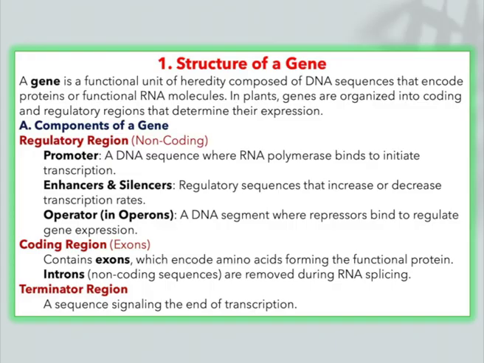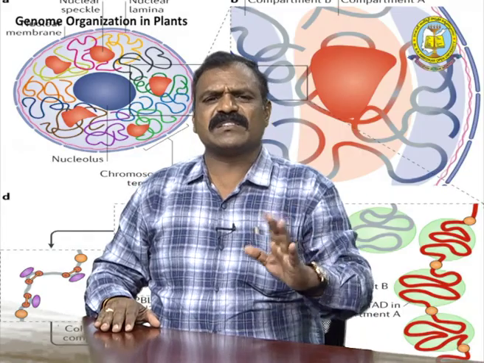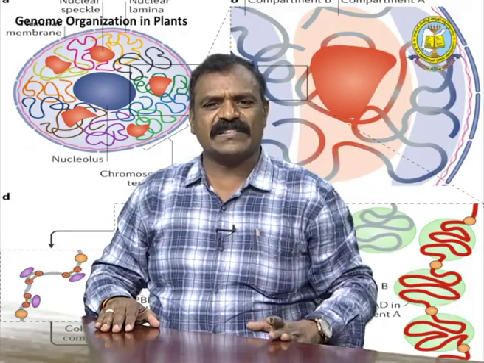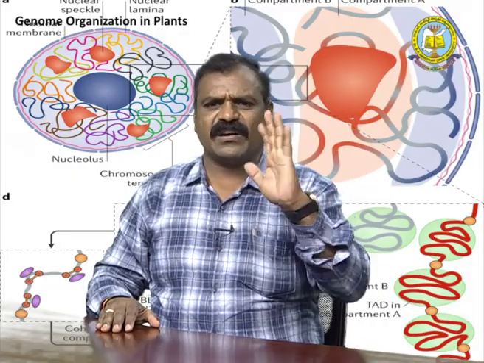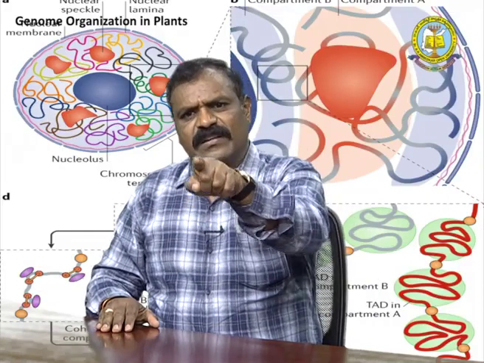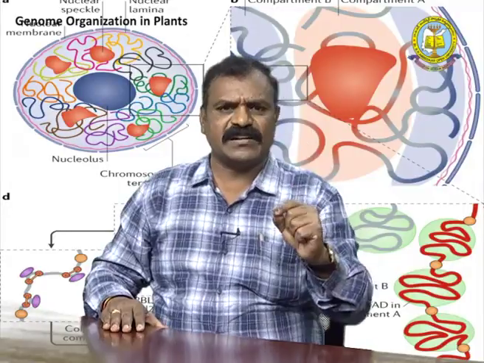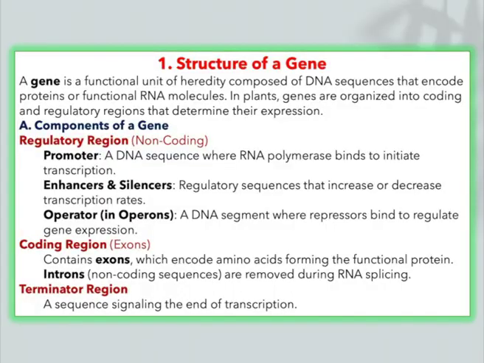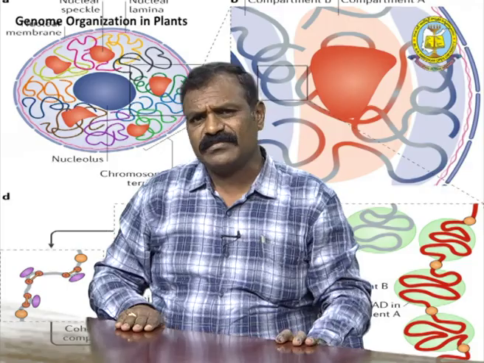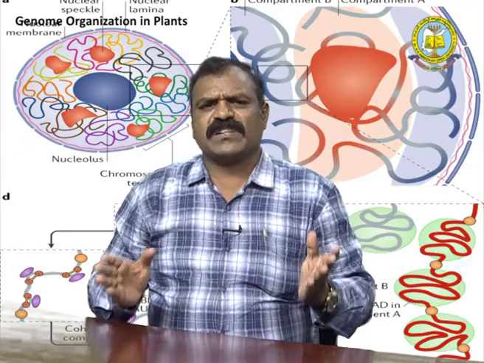due to the involvement of the coding region. Then introns, which are non-coding sequences removed by RNA splicing. We already discussed this previously. RNA splicing is most important for the removal of the non-coding sequences, that is, introns. Then last, the terminator region of the gene. The terminator region is most important, as it marks where transcription is going to end, or signals the end of transcription. Then, what are the properties of a gene?